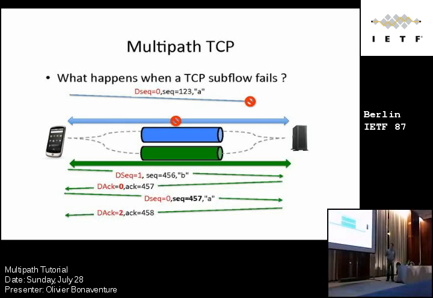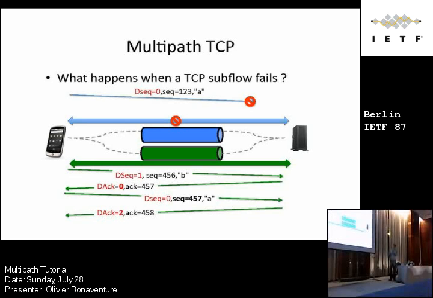Now, I lose the blue subflow. The blue subflow disappears, and TCP will have to retransmit the data that was initially sent over the blue subflow. So this data that was initially sent over the blue subflow will have to be retransmitted over the green subflow.